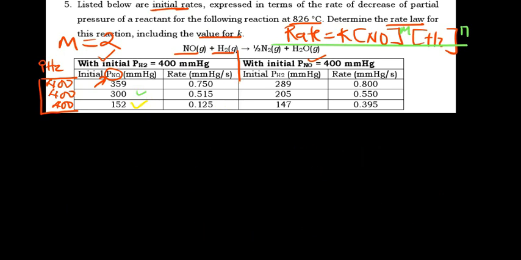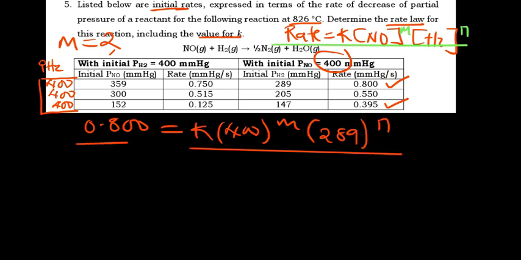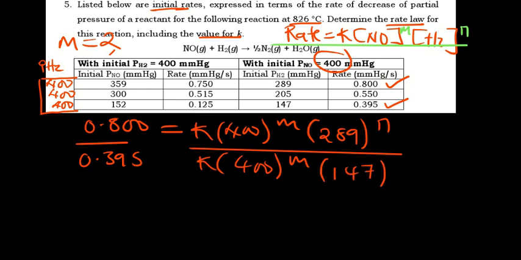Equally, as we observe on the other side of the table, we can get any of our choices. Which ones do you think will make more sense when it comes to division? We can get any values, but I'll go for the first one and the third one. My rate for the first one was 0.800 equal to K, nitrogen oxide was the one that was constant, in this case 400 to the power m, and hydrogen was 289 to the power n. Divide by the third one, so that would be 0.395 equal to K, with the constant 400 to the power m, and the one which is changing is the hydrogen, 147 to the power n.